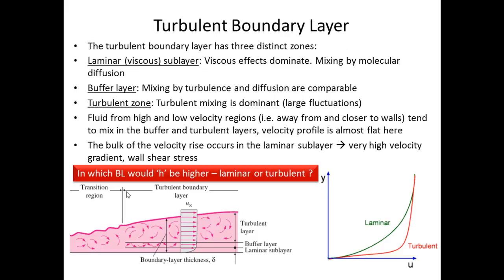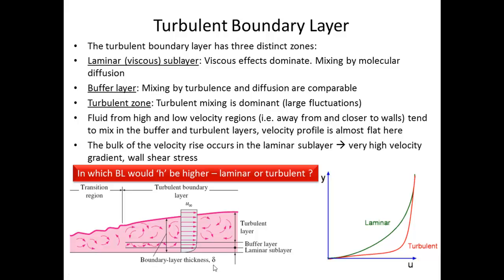Now we will have a closer look at the turbulent boundary layer. As we have seen earlier, after the transition region, the flow becomes entirely turbulent, which is characterized by fluctuating components in the flow as shown by these arrows here. These are the eddies that we have discussed in the previous slide. The turbulent boundary layer is made of three distinct zones. Very close to the surface, we have what is called a laminar sublayer.